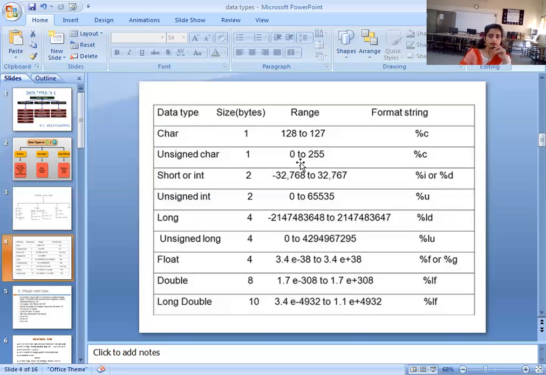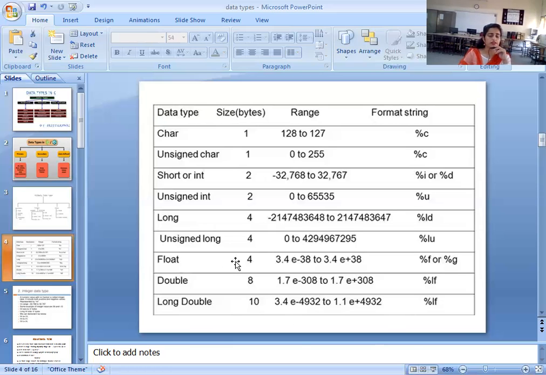Then the character is %c. Whether it is unsigned or signed character, we will use %c to represent character. We will use %d to represent integer. We will use %f to represent float, right? And %u to represent unsigned integer, right? And then we talk about long or unsigned long or float, double and long double, then they have some of these kinds of ranges, right?